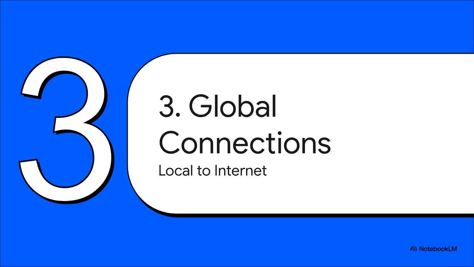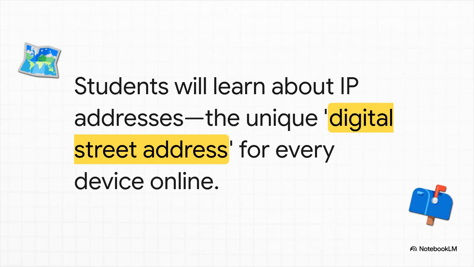This is where we start making those global connections work, moving from a small local network to the massive worldwide internet. And here's the key. To get on the internet, every single device, your phone, your laptop, your smart TV, needs its own unique address. Think of it just like a street address for your house. We call it an IP address.